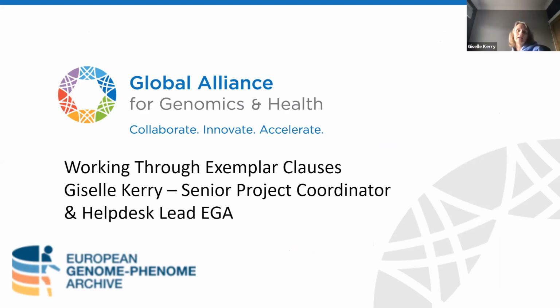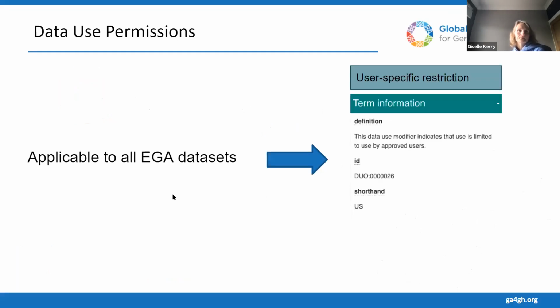So my name is Giselle Kerry, and I'm the Senior Project Coordinator and Help Desk Lead for the European Genome-Phenome Archive, which you'll most likely know as the EGA. What I'm going to do is talk you through a couple of examples of DUO that can be seen on the EGA web pages, and also some examples that we've been sent through Help Desk and by some of yourselves as well, and basically show how these are adapted and then put into data use ontologies and later reflected on the EGA websites. Next slide, please.